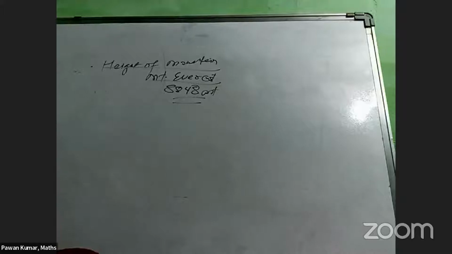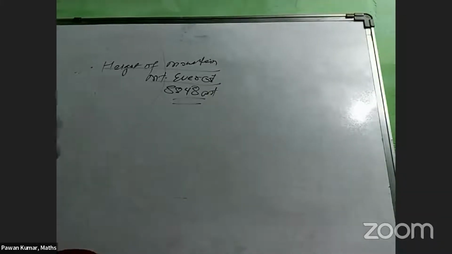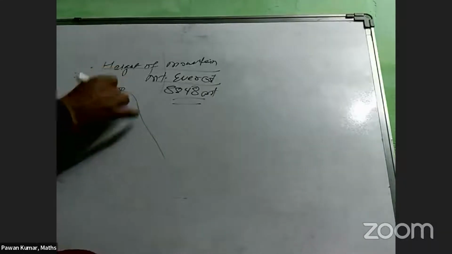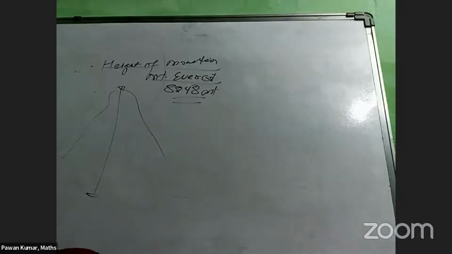8848 meters, correct. So suppose I want to know the height of Mount Everest, how did they calculate it? Did they go up that mountain and calculate this height? Is it possible to calculate like that? No, sir, we can't make the perpendicular there.